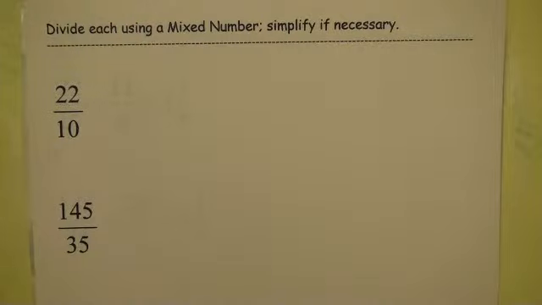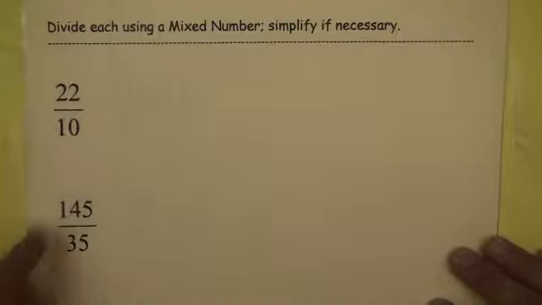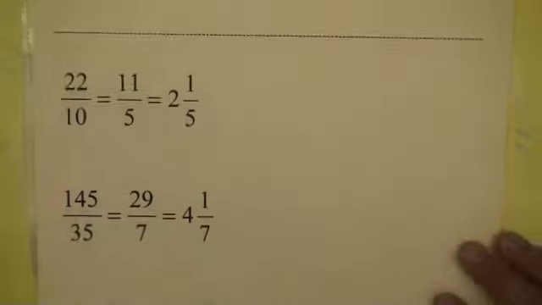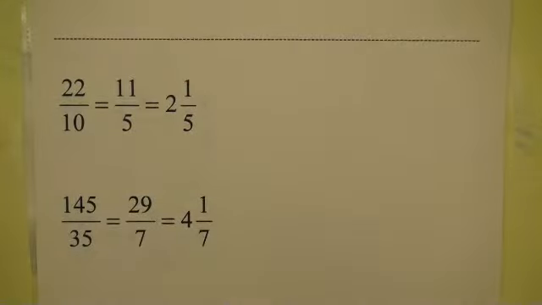Next one. Divide each using a mixed number. Simplify if necessary. Now we're going to do these two different ways. The first method here, we got 22 over 10 and 145 over 35. We're going to divide the 22 over 10 by 2 first to get 11/5. Bam! So you got 11/5.